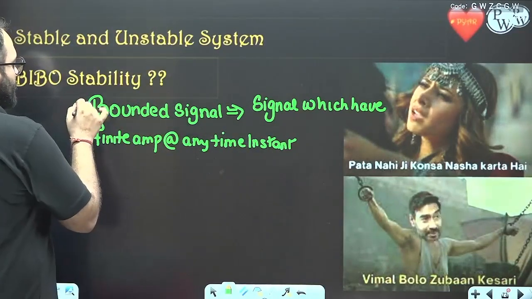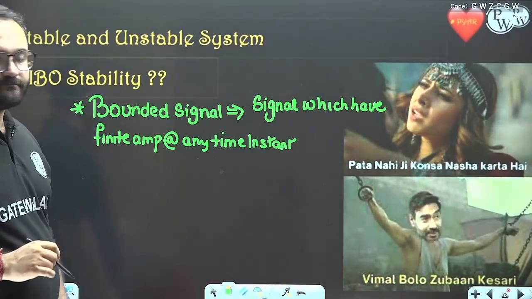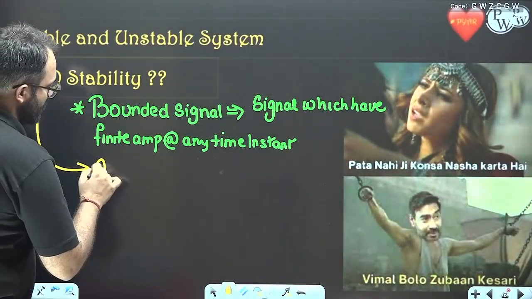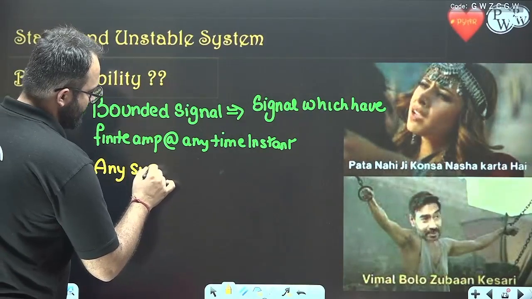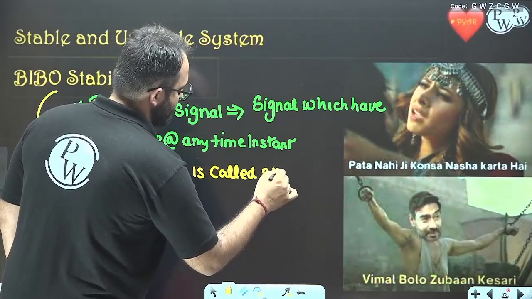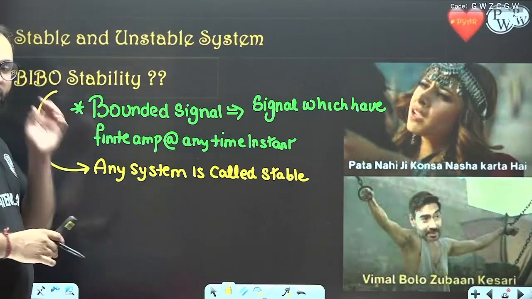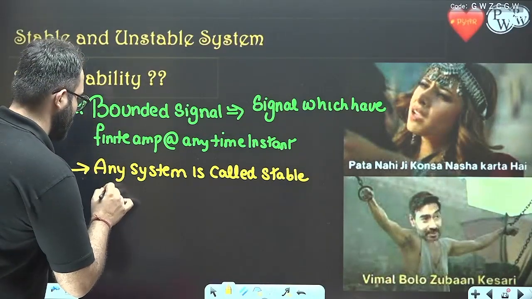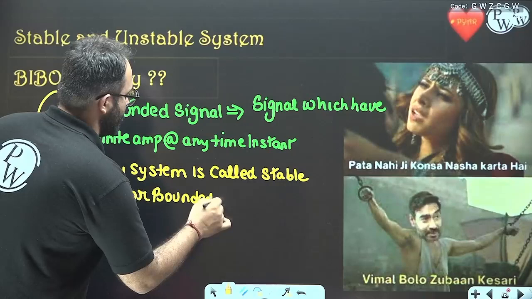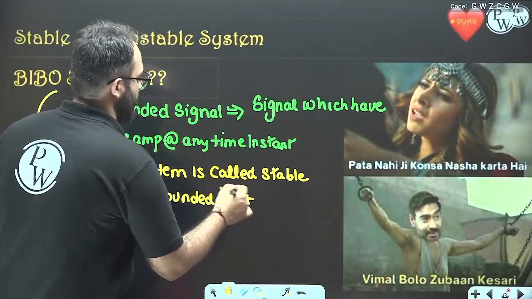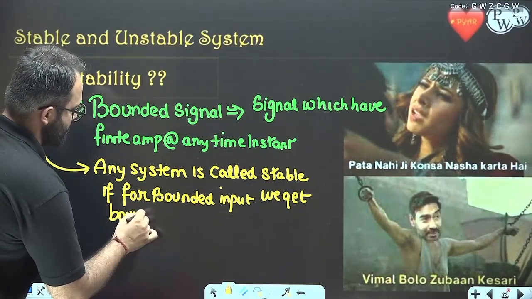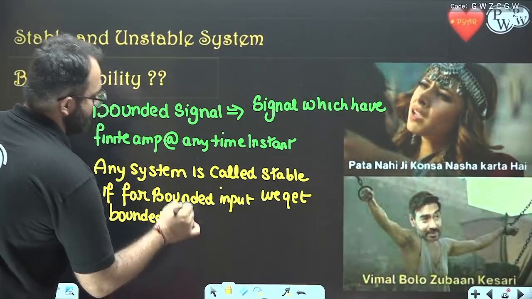Signals which have finite amplitude at any time instant are called bounded signals. And any system is called stable if for bounded input we get the bounded output.